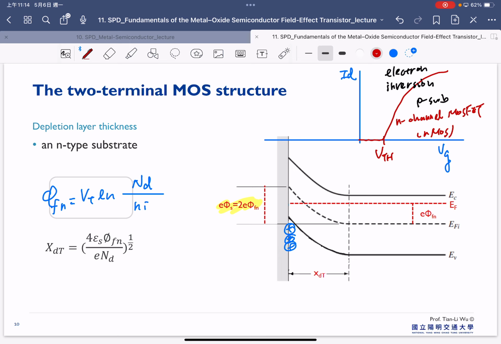And similarly, if we consider the case where we have the N substrate here, that means we will have the hole current here.